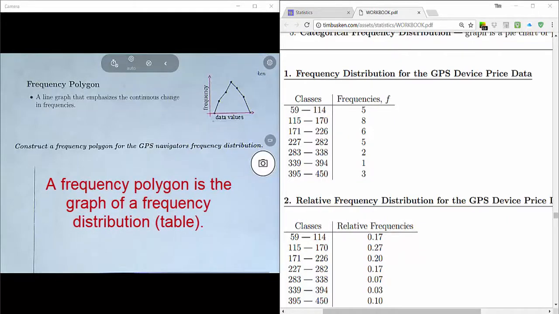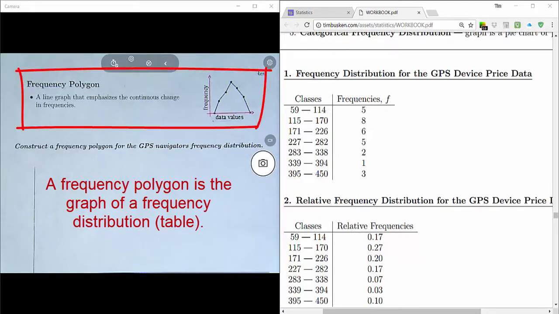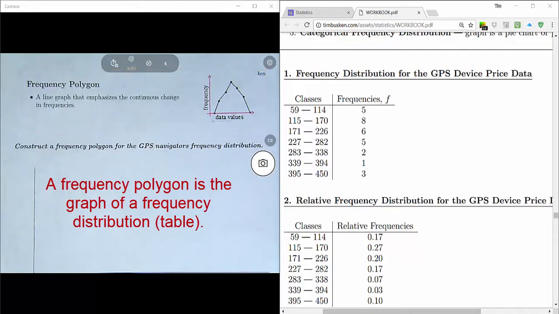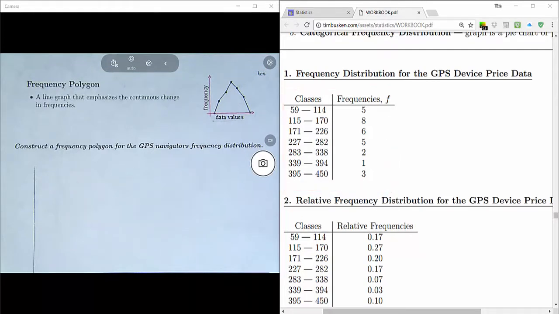The purpose of this video is to show you how to graph a frequency polygon. A frequency polygon is just a line graph that emphasizes the continuous change in frequencies. Over on the right we have the frequency distribution for the GPS device price data. We're going to go ahead and graph the frequency polygon for this distribution. To do that, it's fairly easy.